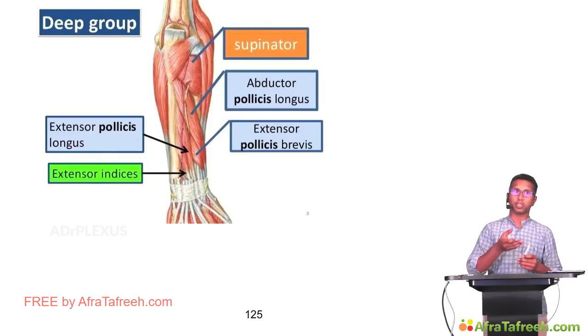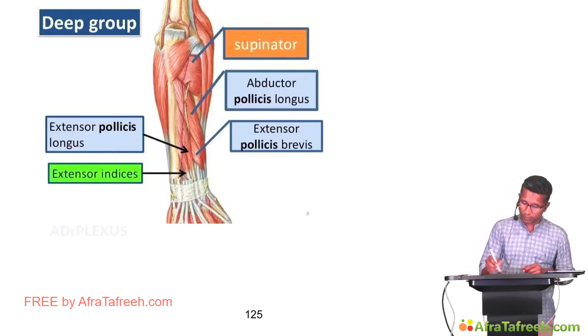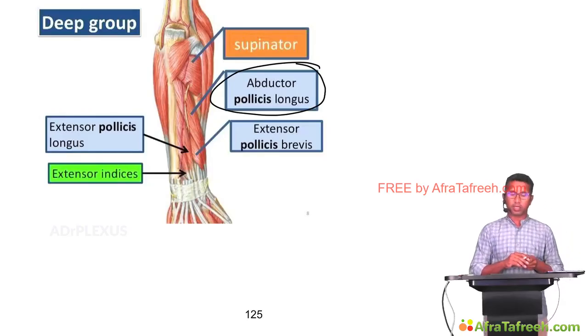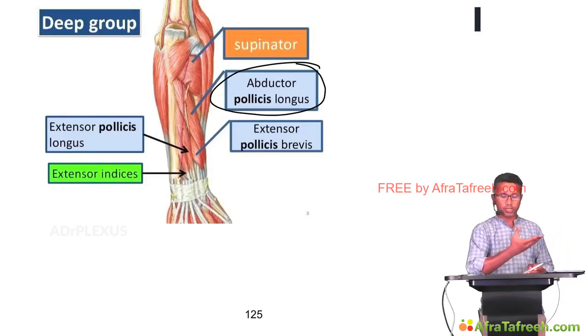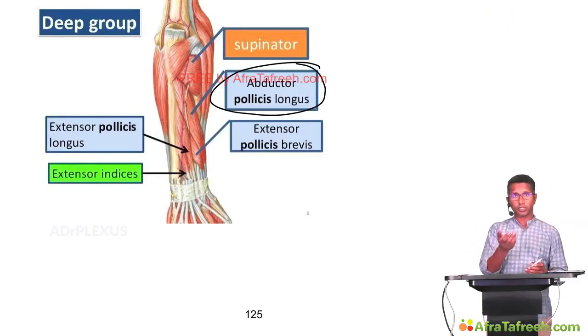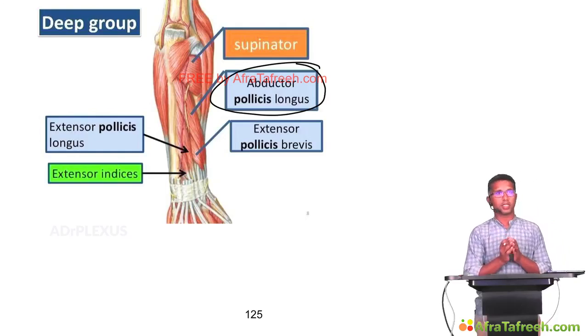For example, abductor pollicis longus: you see a muscle here, this is called abductor pollicis longus. This abductor pollicis longus causes abduction of your thumb. Supinator causes supination of the forearm. So each of these muscles has specific functions.